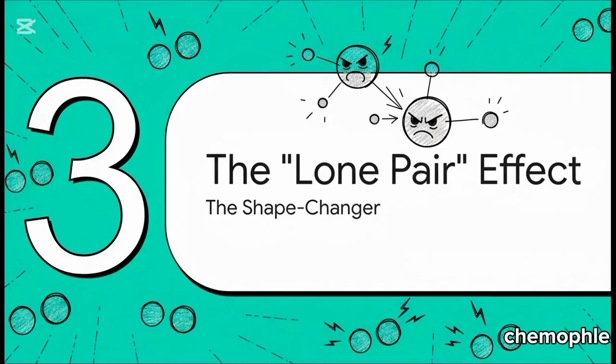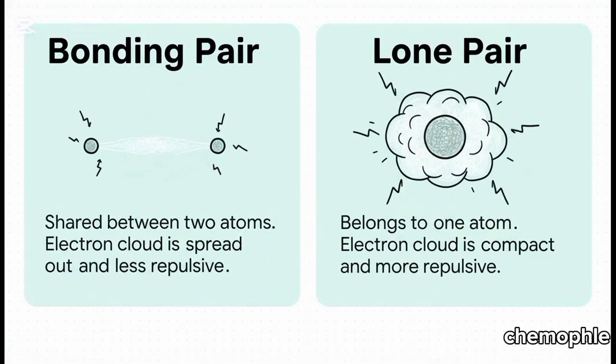Simple. But things get way more interesting, and a whole lot more realistic, when a new character enters the scene: the lone pair. This is an electron pair that isn't bonding to another atom. It just belongs to the central atom. And well, it's a bit of a bully. So here's the crucial difference. A bonding pair is stretched between two atoms, so its negative charge is spread out. But a lone pair is held tightly by just one atom, making its charge way more compact and concentrated. This means lone pairs are way more repulsive. They take up more space and they shove everything else away much more forcefully.